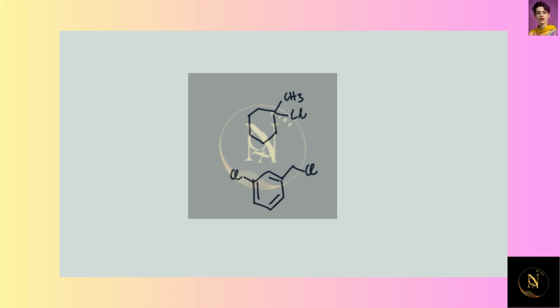Okay, so in the first case, we are reacting this with sodium methoxide in methanol. And in the second case, we are reacting this with sodium hydroxide in water. And the question is, what type of reaction will take place in each case?